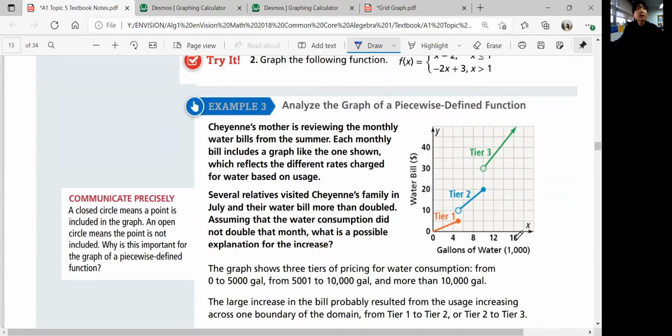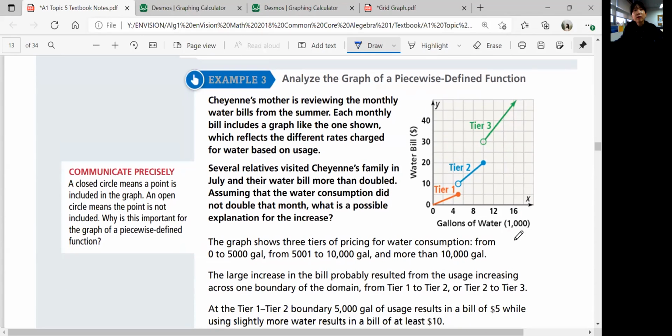All right, let's look at example 3. Analyze the graph of a piecewise defined function. Cheyenne's mother is reviewing the monthly water bills from the summer. Each monthly bill includes a graph like the one shown, which reflects the different rates charged for water based on usage. Several relatives visited Cheyenne's family in July, and their water bill more than doubled. Assuming that the water consumption did not double that month, what is a possible explanation for the increase?